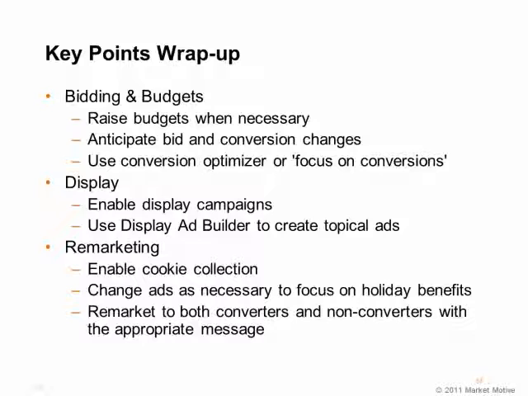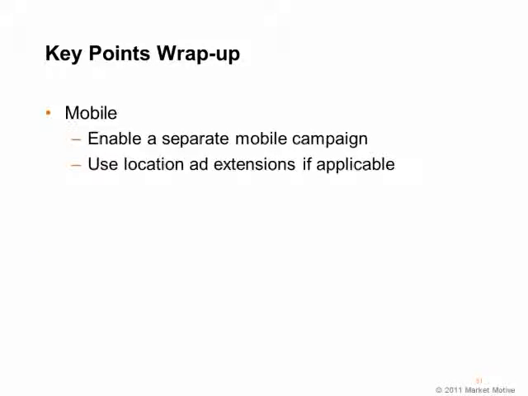And remarket both to converters and non-converters in different ad groups with appropriate messages. Make a mobile campaign, a separate campaign just for mobile. Use location extensions or product extensions based upon your business type. And then do keyword research just for mobile users. Having a separate mobile campaign and then tracking that data closely can let you see just how good mobile can be over holiday seasons.